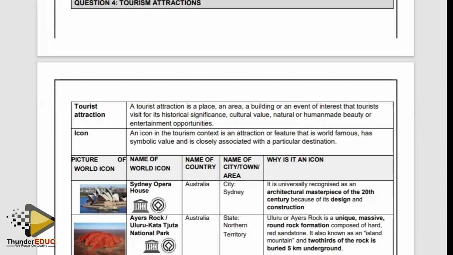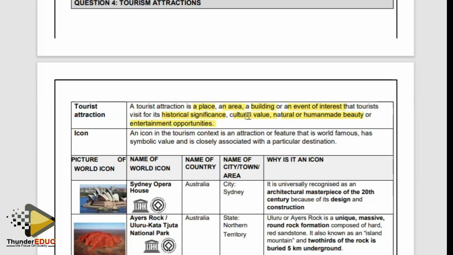So we need to underline or highlight the key terms here. An attraction can be a place, it can also be an area, it can also be a building, or it can be an event of interest that tourists visit for its historical significance, cultural value. Then it can be natural, and it can also have human-made beauty, or it can provide entertainment opportunities.